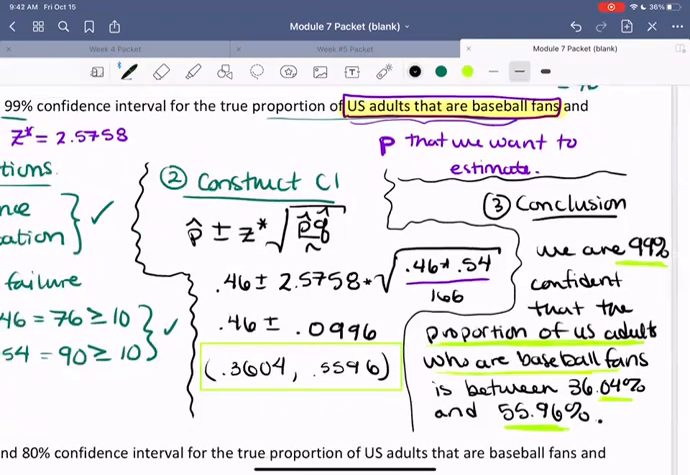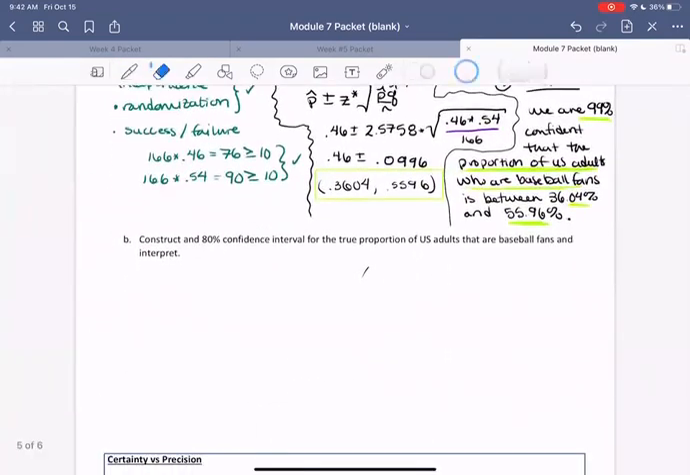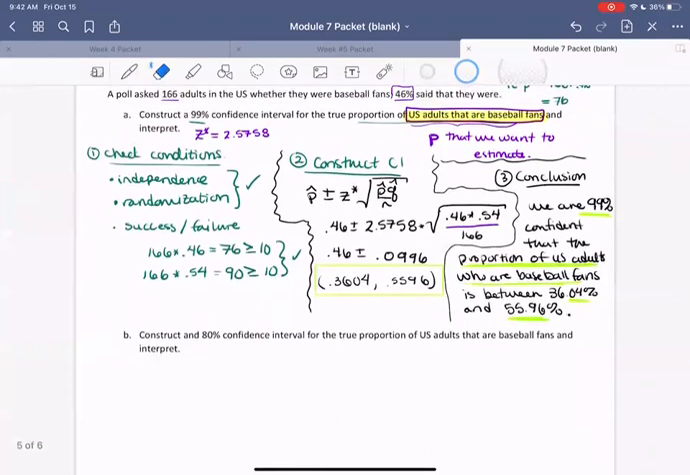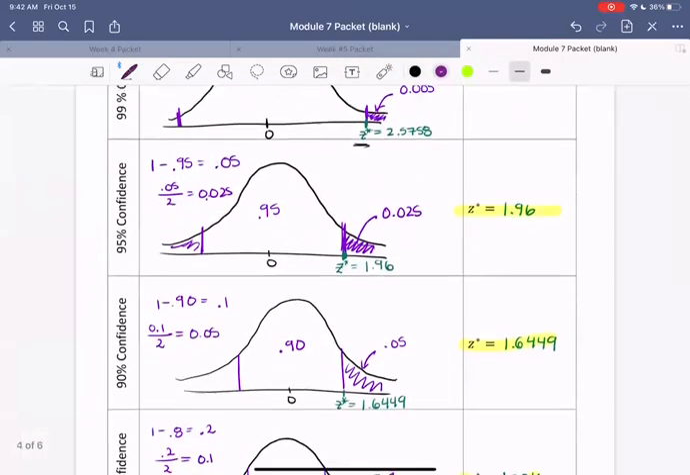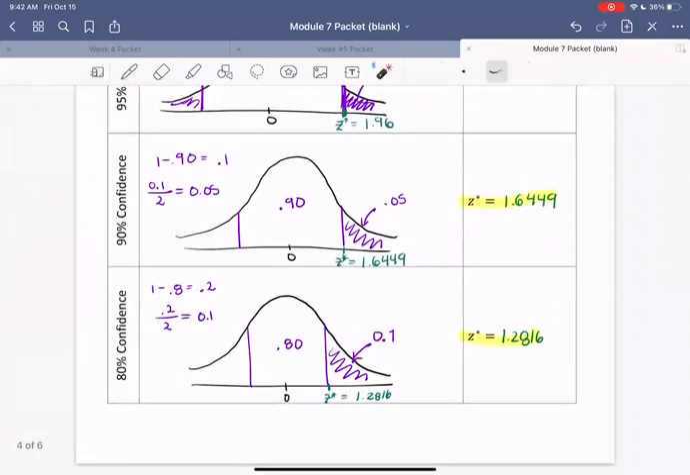Awesome. All right, so now let's take a look at part B. So part B is going to be similar, but in this case, we want to construct a confidence interval with a confidence level of 88%. So how is this problem going to be different than the one that we just looked at? Well, now rather than using z star as 2.5758, we want to use the z star associated to an 80% confidence interval. So let's take a look at what that would mean. So we can go back to our reference page from our previous video, look for our 80% confidence level. Our z star would be 1.2816.